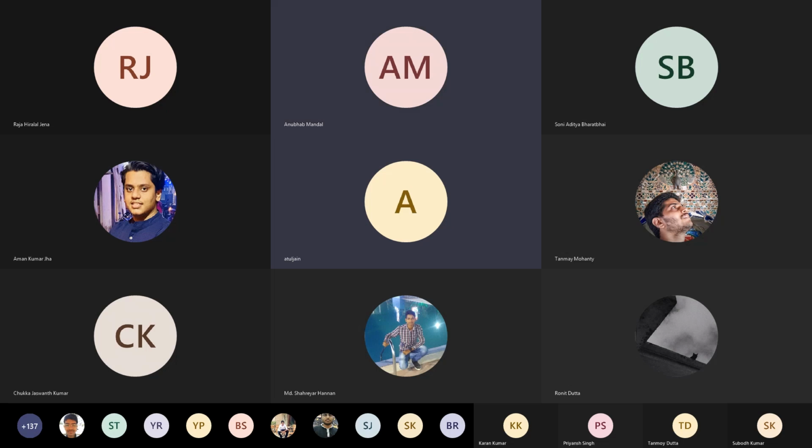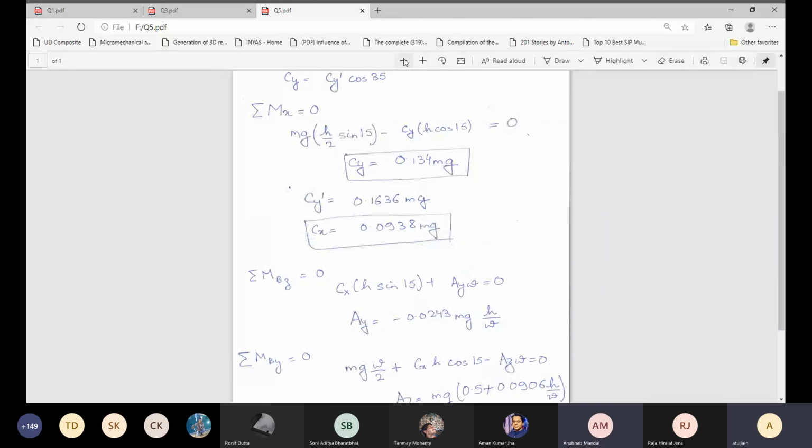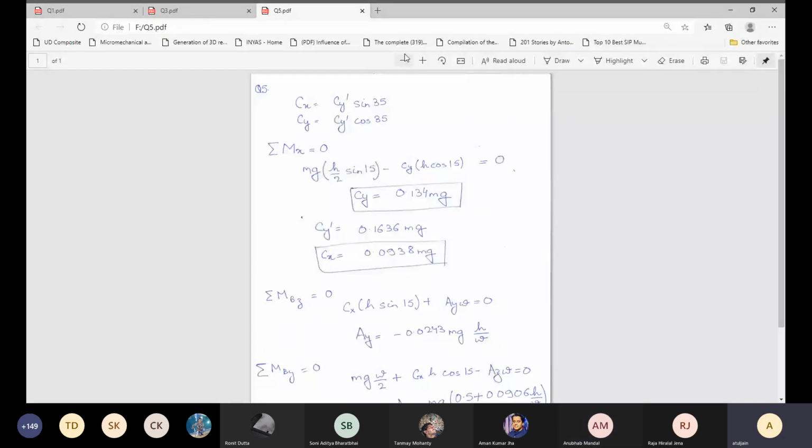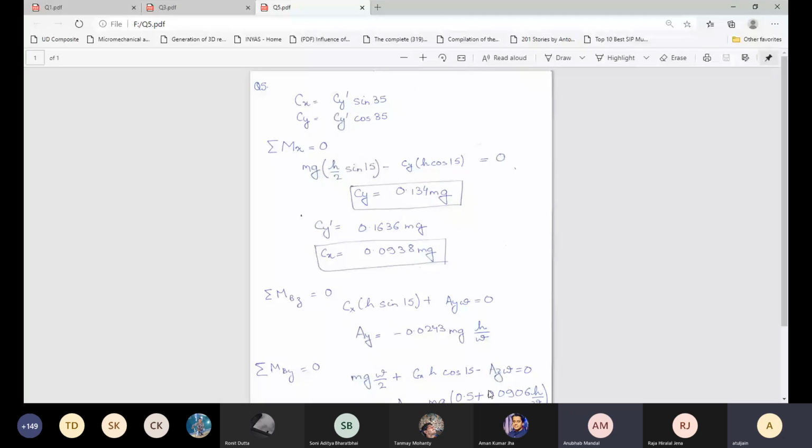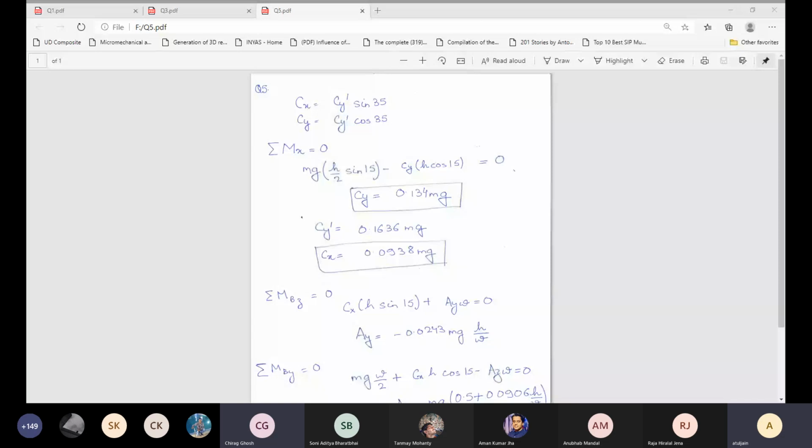This is my answer actually. Please have a look. If you have solved it, very good. If you have not solved it, please study it. If you have any doubt with my solution, you can ask me. Sir, 15 degrees is the angle between AD and vertical. Sir, please show your FBD once more.